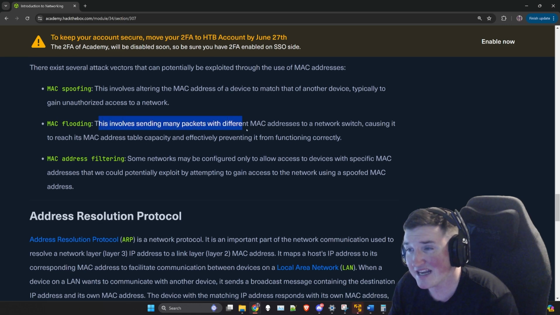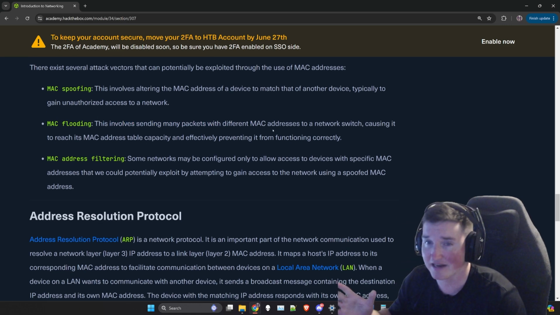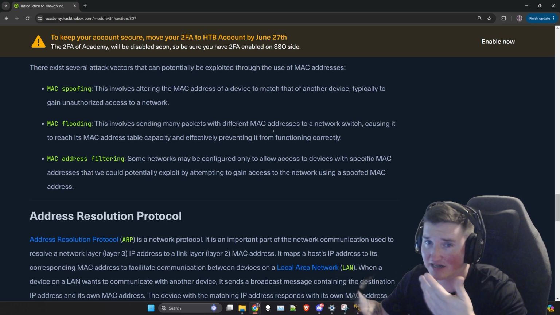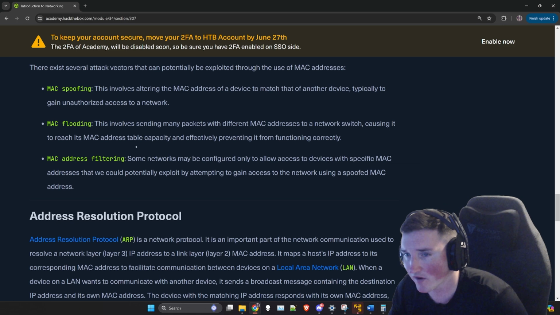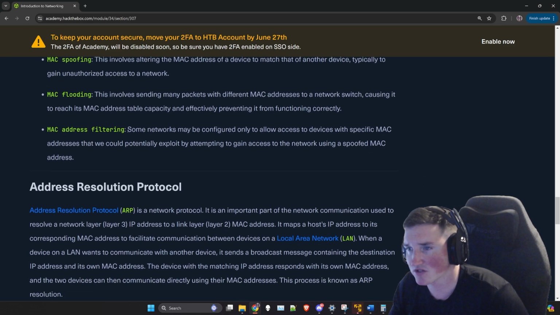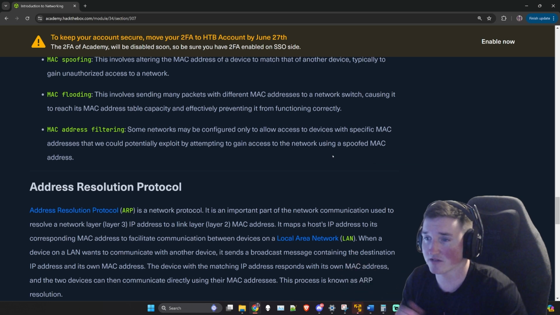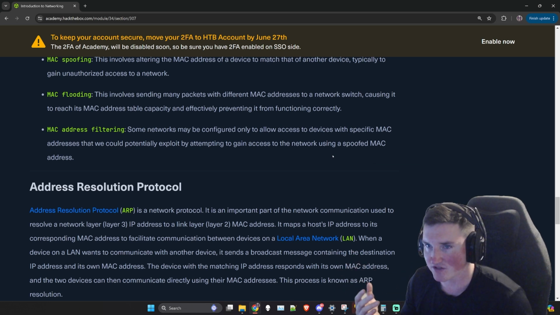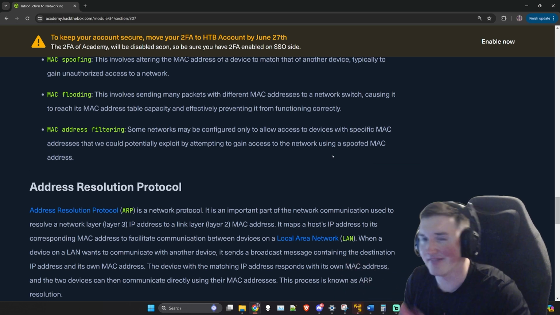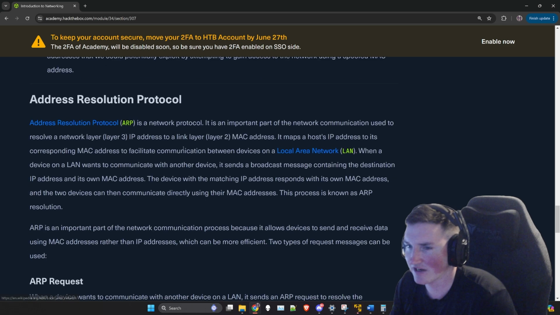This involves sending many packets to the MAC table, the address table, and trying to basically overflow the table nonstop so it doesn't know how to function and it can't work. Then you have MAC address filtering. Some networks are configured to only allow access to certain MAC addresses, right? We could spoof our MAC address, similar to the spoofing one, and then actually get on your network.